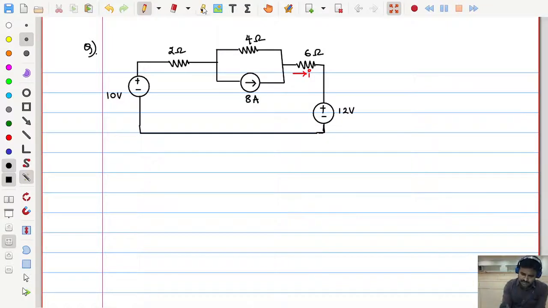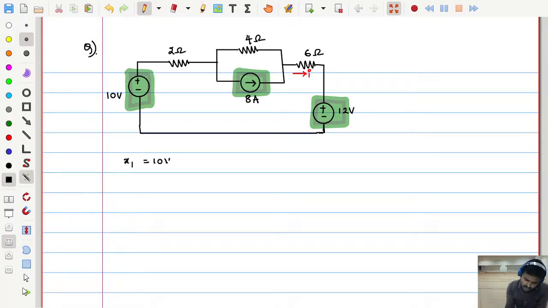And see here, we have three sources. What are they? A 10-volt source, and this 8 amperes, and this 12 volts. These are the three sources. Now, how many inputs do we have? X1 is equal to 10 volts, X2 is equal to 8 amperes, X3 is equal to 12 volts. That means we will have three cases.